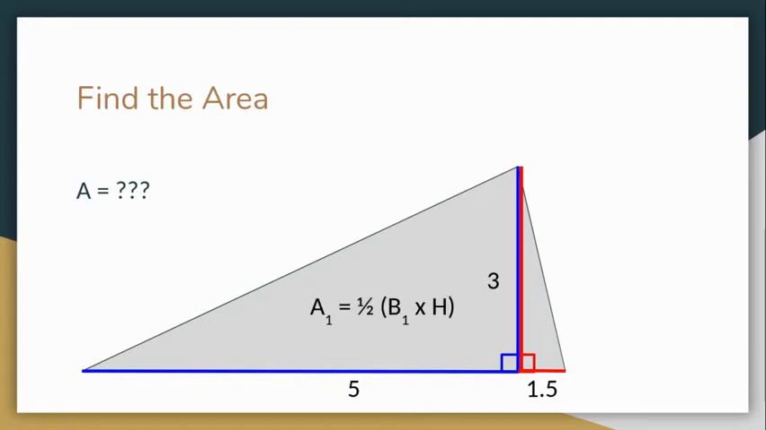We can begin by solving for the area of the blue right triangle using our area formula we developed yesterday. I see that the base of the blue triangle is 5, and the height, or altitude, is 3. Let's substitute these values into our formula. We now have 1/2 times 5 times 3. Pause the video here while you solve for the area of the blue right triangle.